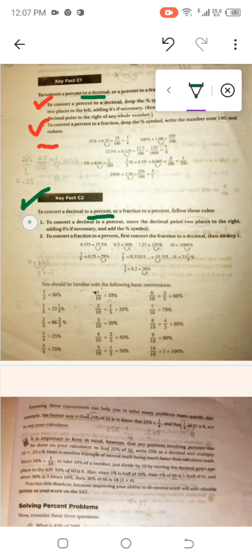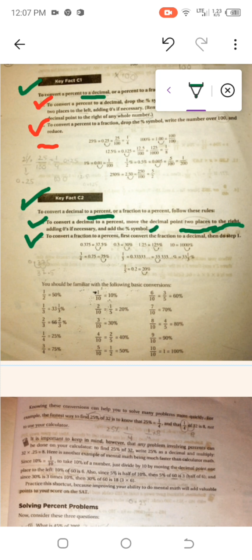So we're going to have two rules. Let's follow these two rules. To convert a decimal to a percentage, move the decimal point two places to the right, adding 0 if necessary, and add the percentage symbol.